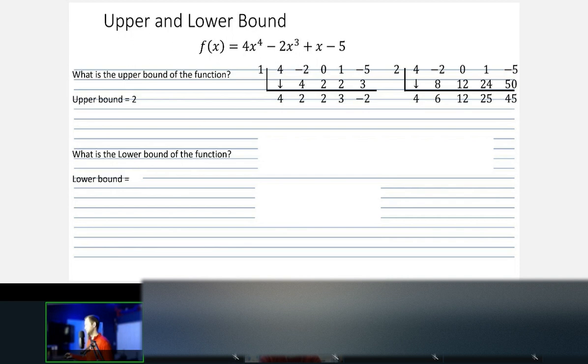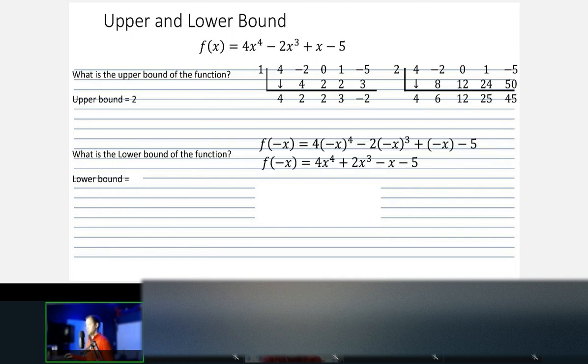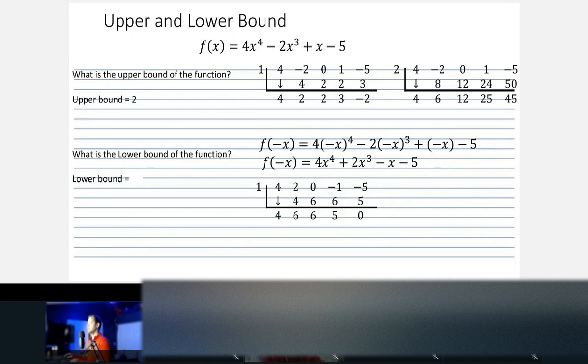Noah says plug in -x for x. Yep, that's what we should do first. We do that, simplify it to get this, and then, just like before, we start at 1. We want all of these to be non-negative or all non-positive. Here, all of these are non-negative, positive, positive, and zero is neither positive nor negative. So -1 is our lower bound.